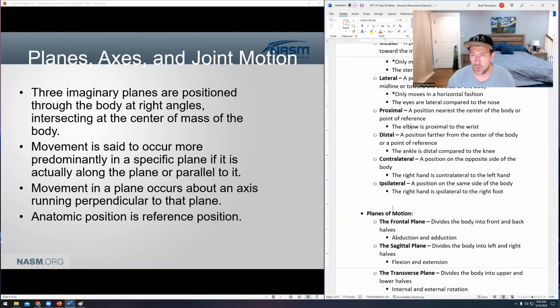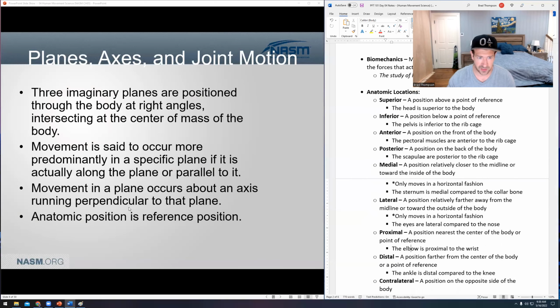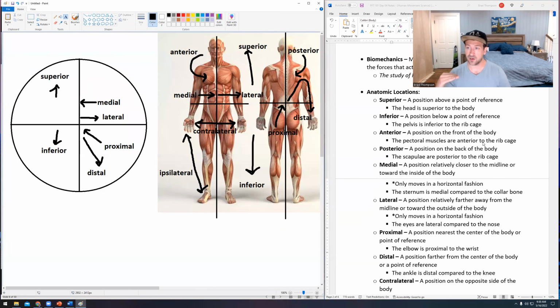So one more time, just to go through all those terms really quickly and see them one more time. We have superior, which is above whatever we're referencing. And if we're not referencing anything, then we assume the midline. We've got inferior, which is below whatever we're referencing. And if we don't reference anything, it's below the midline.